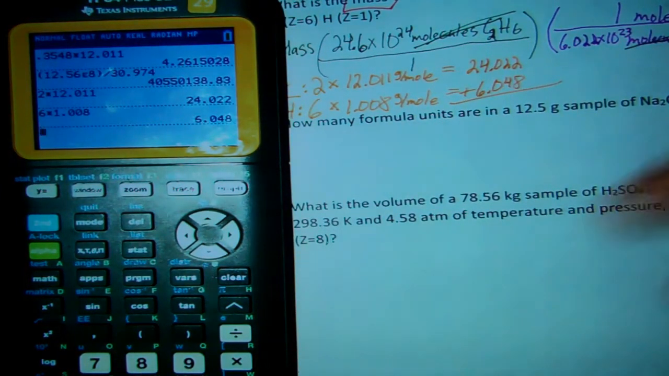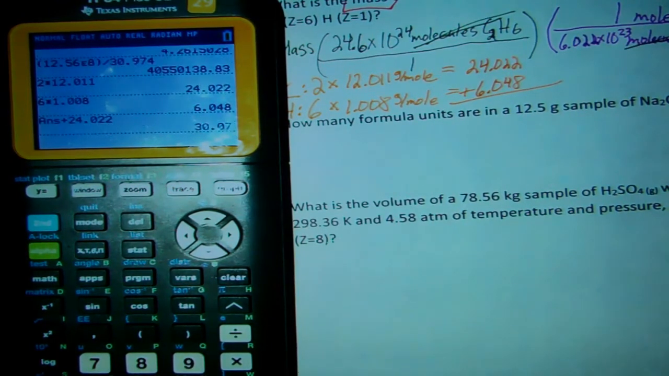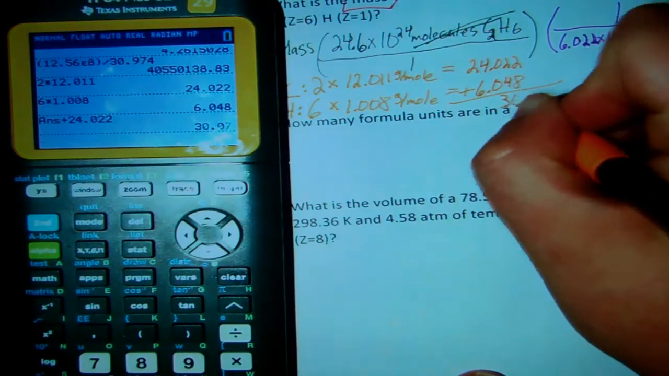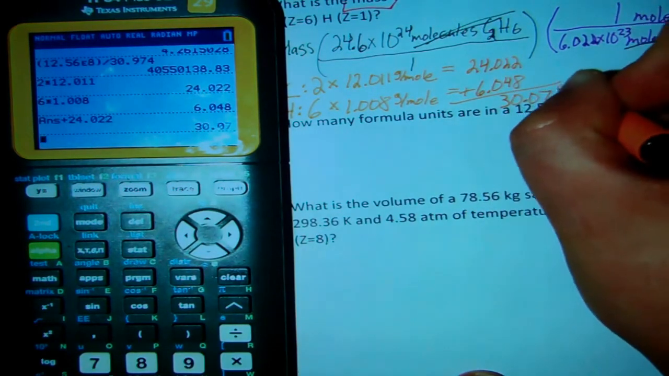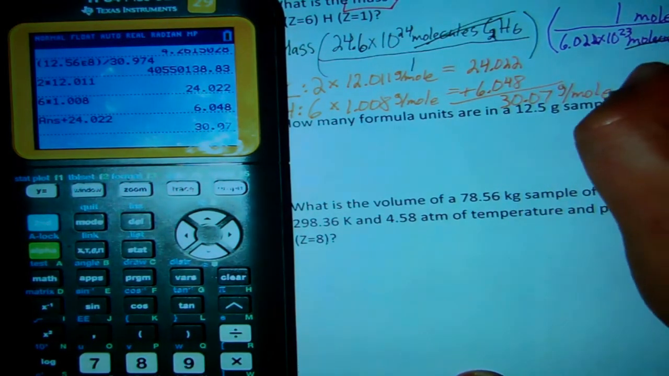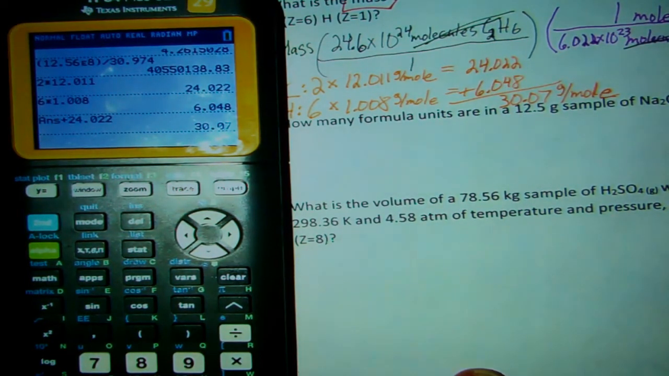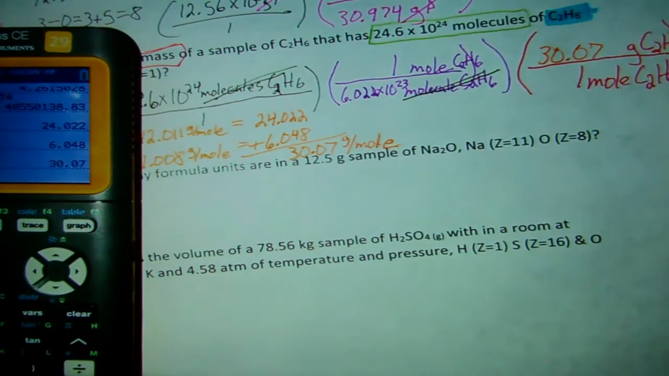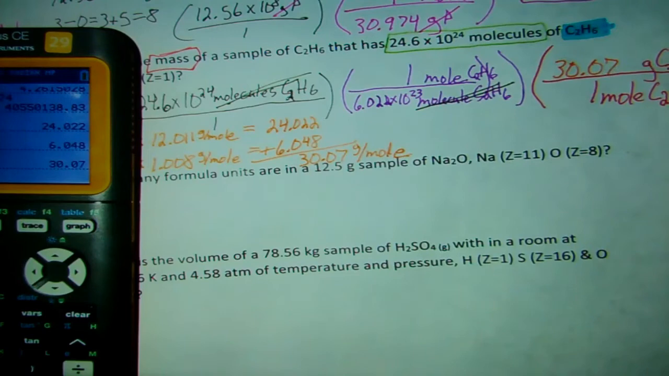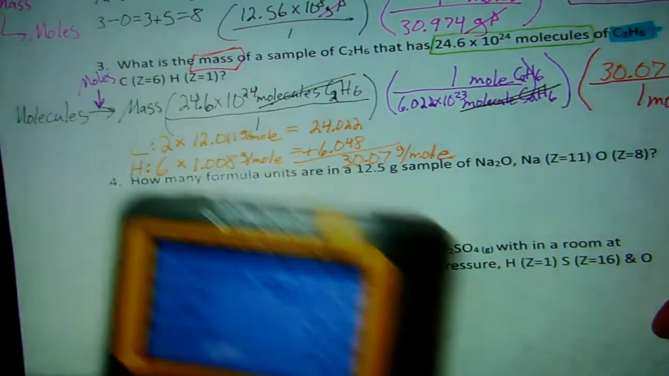I'm not writing it out just to try and save time. Add these two together to give you 30.07 grams per mole. Notice, these numbers always follow grams, not the mole. So it follows grams here, so it would be 30.07, which we calculated. Now it's time to do the calculation.